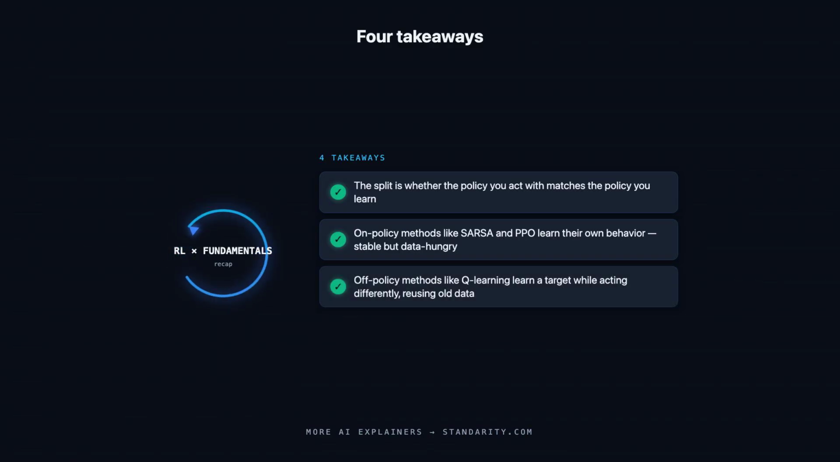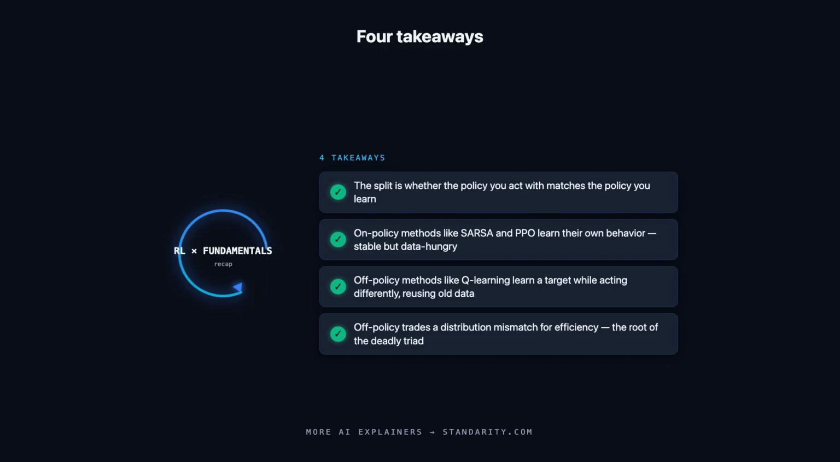The alternative, as Q-learning shows, learns a target policy while acting differently, so old experience can be reused and the optimum learned while exploring. That flexibility costs a distribution mismatch. The reason importance sampling and the infamous deadly triad exist.